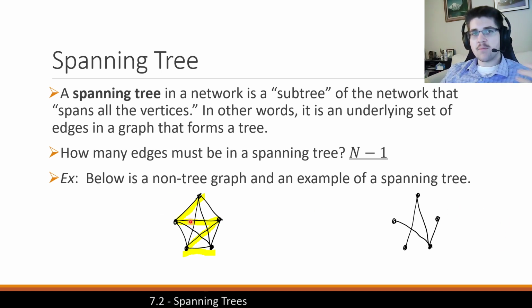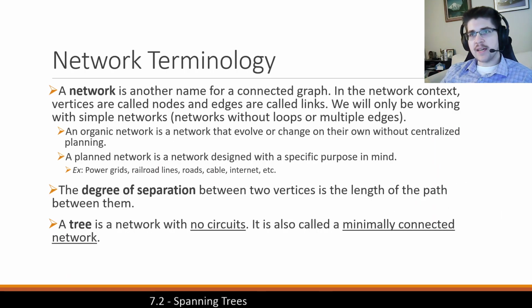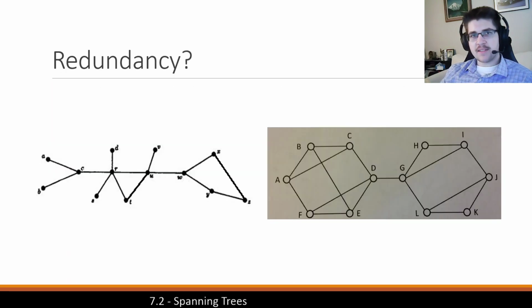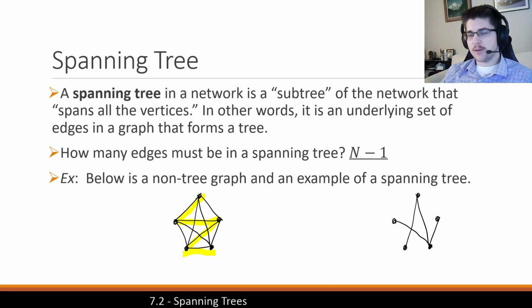Because if we don't have numbers or other factors, well, there's lots of different spanning trees that are possible. And our goal, like in the very original problem, was to figure out a way to build the power lines that would cost the least money. And there's a pretty simple algorithm for doing that and finding the spanning tree. But basically, there are a lot of different possibilities for spanning trees in general.